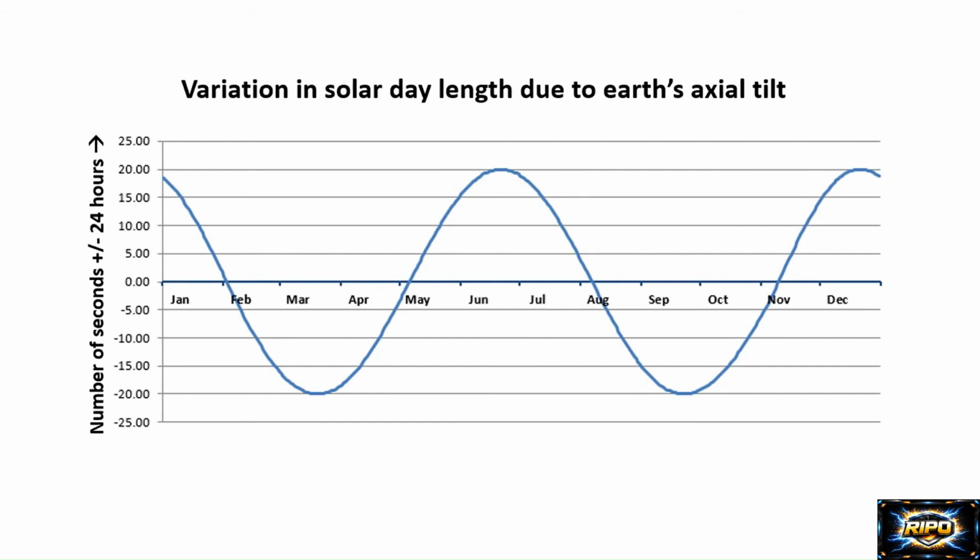This graph shows the variation in the length of the solar day if the Earth's axial tilt were the only factor. As you can see, it will be longest at the June and December solstices at around 24 hours 20 seconds and shortest, 23 hours 59 minutes 40 seconds, at the 2 equinoxes.